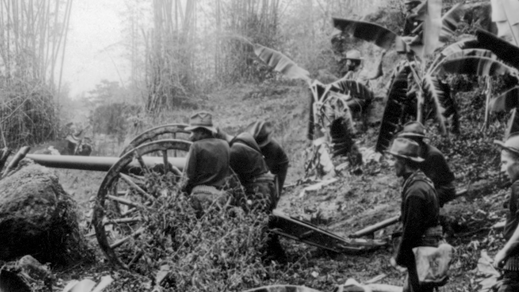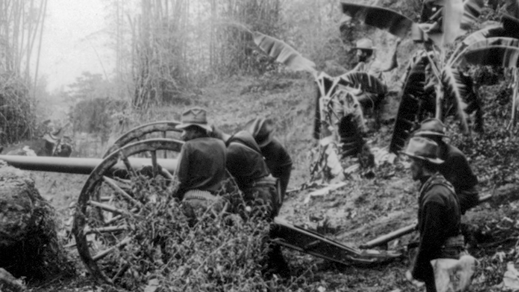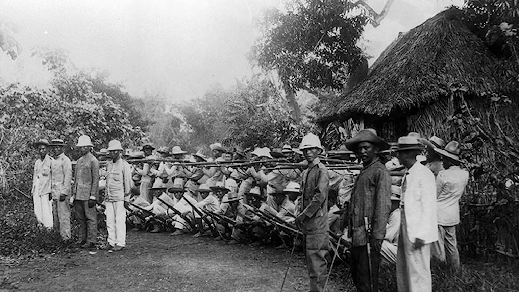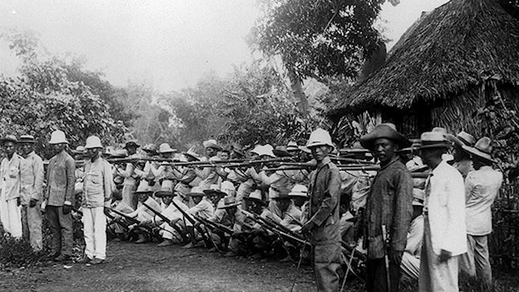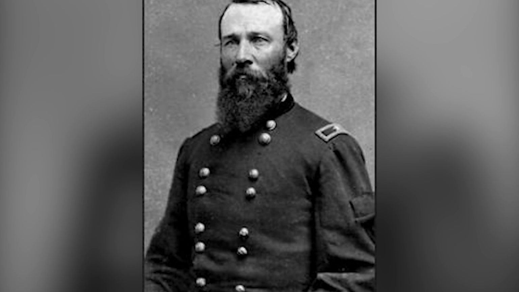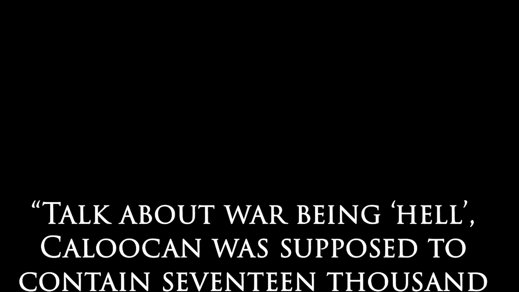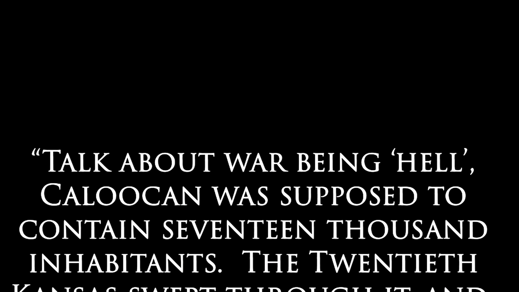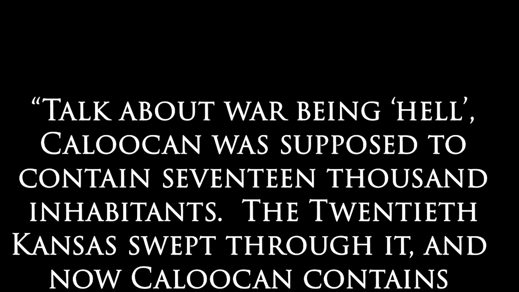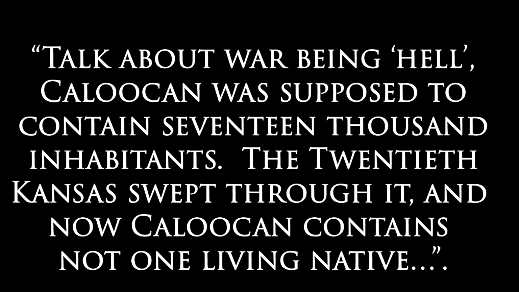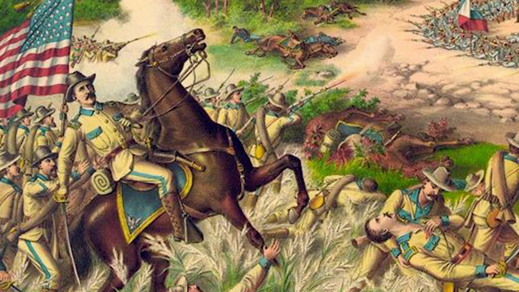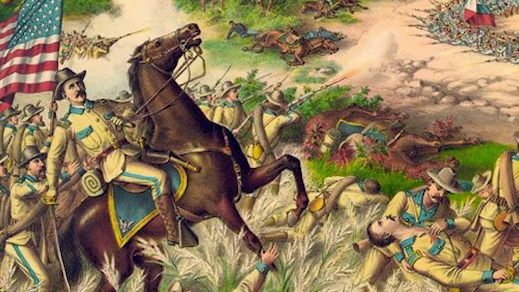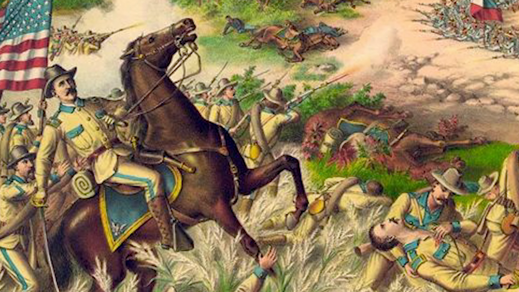Complete and utter chaos had broken out when the war between the Philippines and America was declared. Both sides resorted to violent methods such as torture and guerrilla warfare. Captain Elliott of the Kansas Regiment even said, "Talk about war being hell. Caloocan was supposed to contain 17,000 inhabitants. The 20th Kansas swept through it, and now Caloocan contains not one living native." This highlights that the extreme extents being taken were noticed, and the killing of 17,000 people was not taken lightly by people on either side.